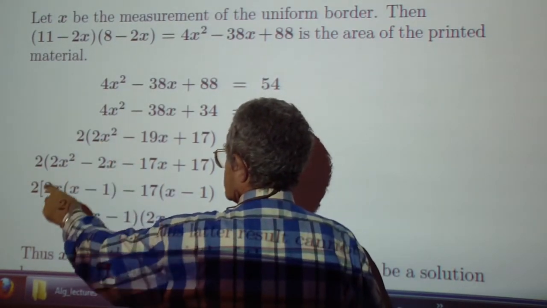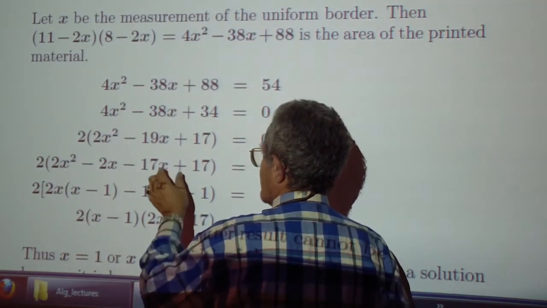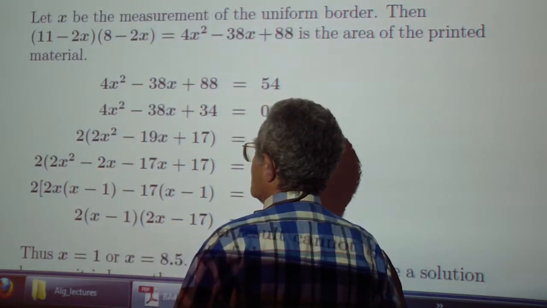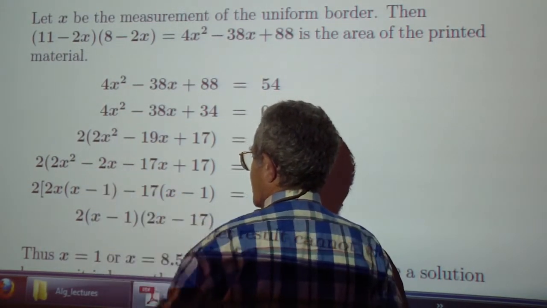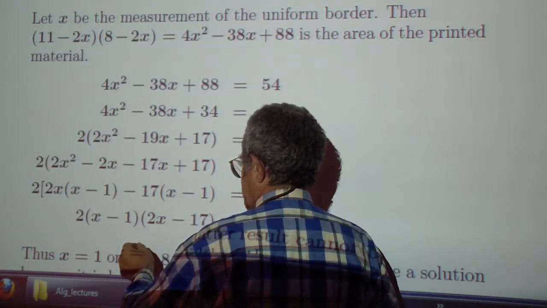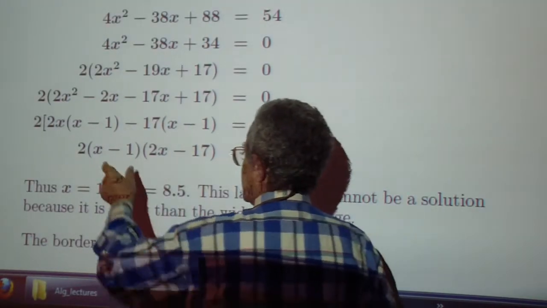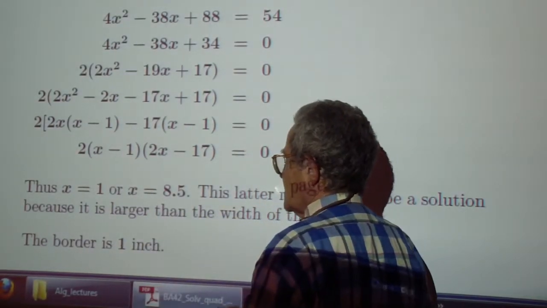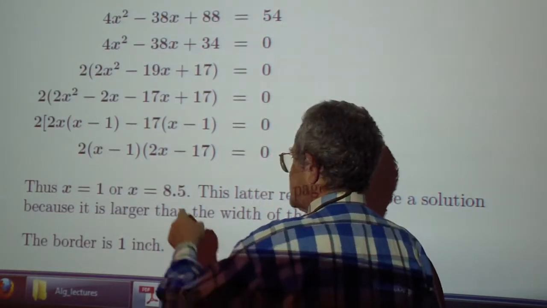That becomes x times x minus 1, which you can factor out by collecting these two terms after splitting up the negative 19 as negative 2x minus 17x. So factoring out the x minus 1, you get 2x minus 17. So either x is equal to 1 and a uniform border of 1 possibly, or x is 8.5.